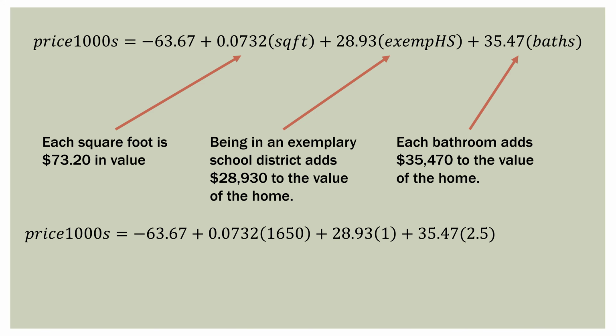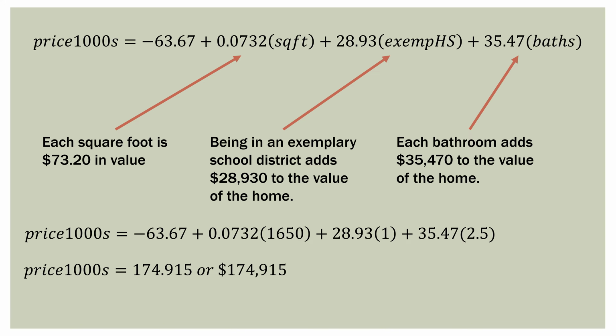It's just a modest, relatively small home, for the United States at least nowadays. I am in an exemplary public high school district, and I have 2.5 bathrooms because I actually added one while I've had the home. So I put those into our equation, and that generates a price for my home of $174,915. I bought my home about 5 years ago, so this is a little bit different in terms of date.